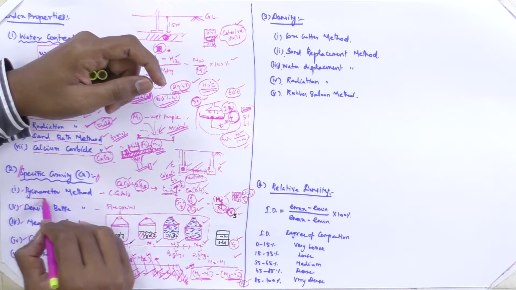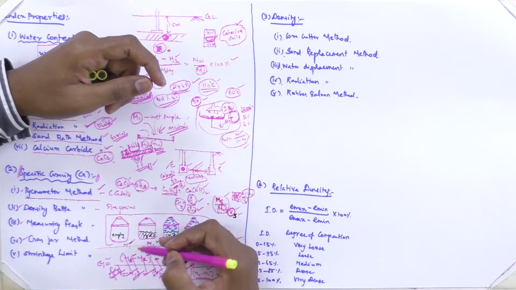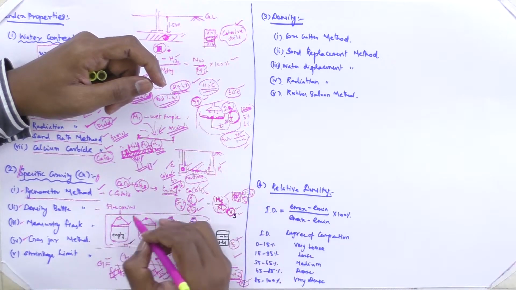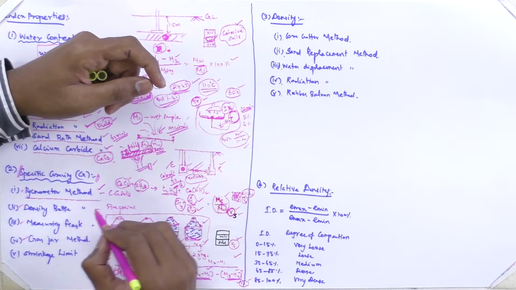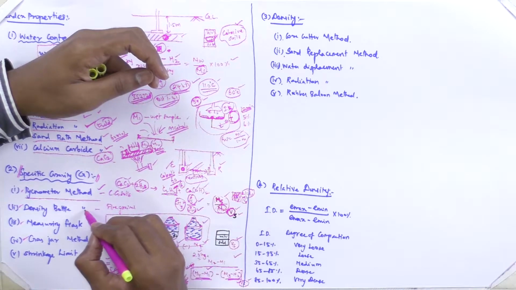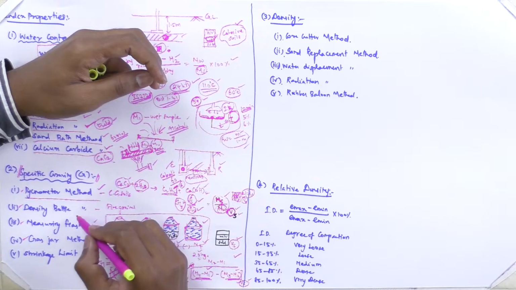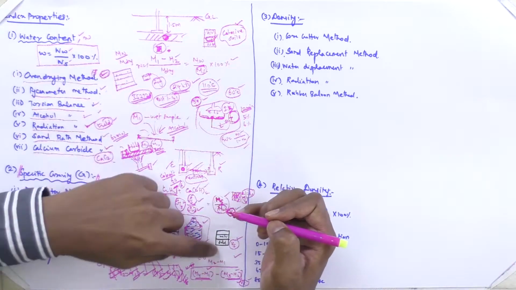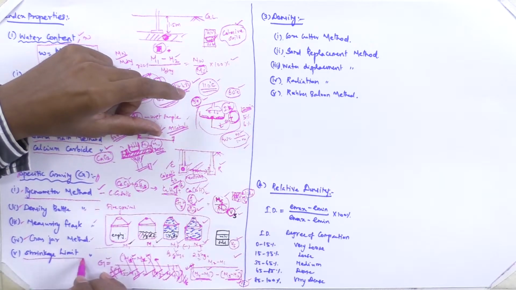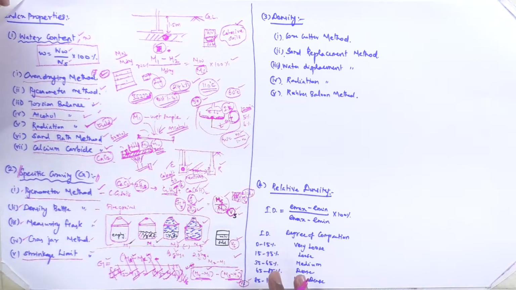The remaining test is the pycnometer test. It is nothing but this, the pycnometer jar. The density bottle and other methods vary only by shape, but the concept is the same. Shrinkage limit I will explain in a later part.